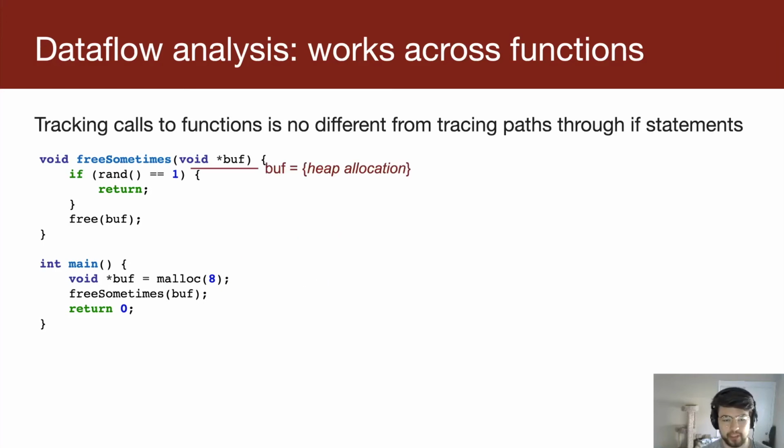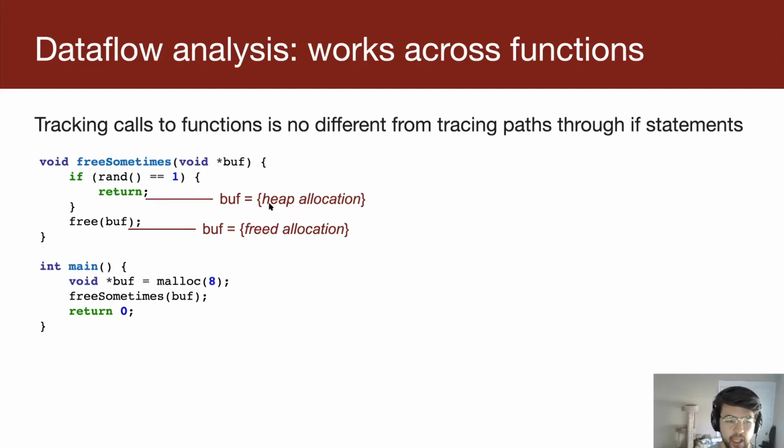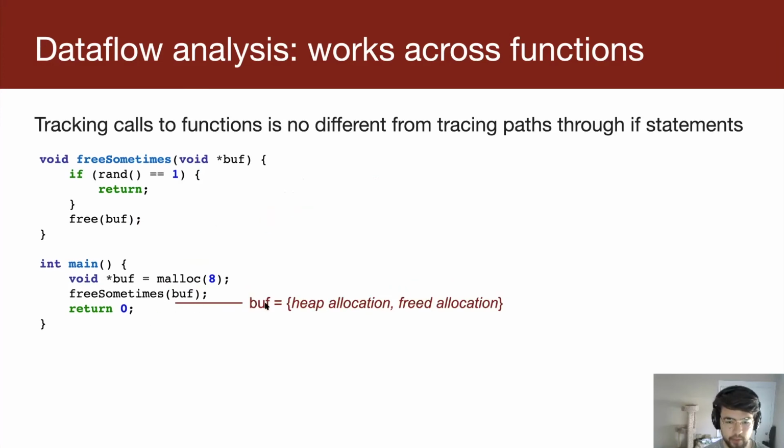So if we look at this program, buff is a pointer to a heap allocation, and then we call free sometimes. So same thing, nothing really changed here. And then there are 2 ways we could go, right? We could go into the if statement, or we could skip the if statement. If we go into the if statement, well, buff is still a heap allocation. But if we skip the if statement, then buff is now a freed allocation. So when we return back from this function, after this point, buff is either still a heap allocation or it's a freed allocation. And then we get to the end, and you're like, hey, wait a second.